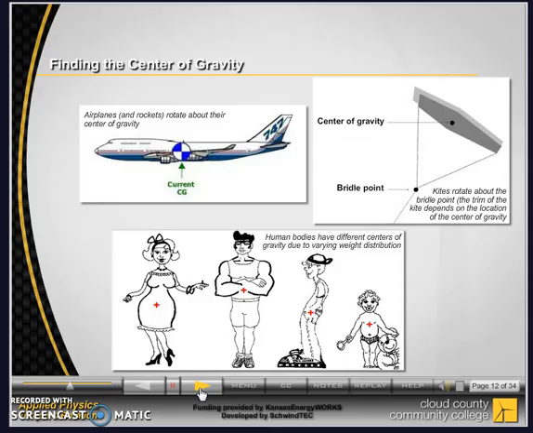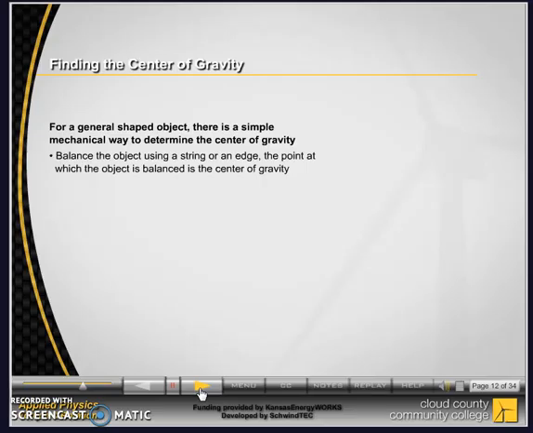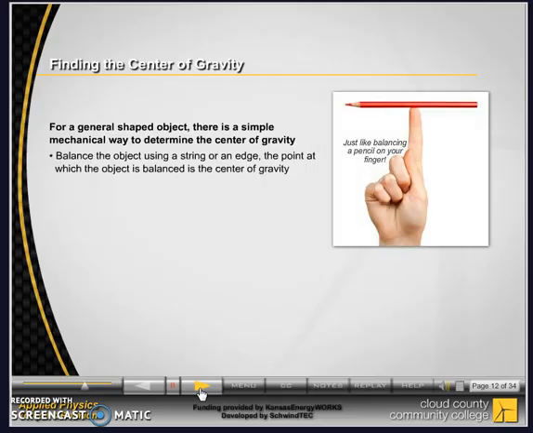We will be more interested in finding the center of gravity for simple geometric shapes, maybe even a wind turbine blade. Here is how you can do this. For a general shaped object, there is a simple mechanical way to determine the center of gravity. If we just balance the object using a string or an edge, the point at which the object is balanced is the center of gravity.